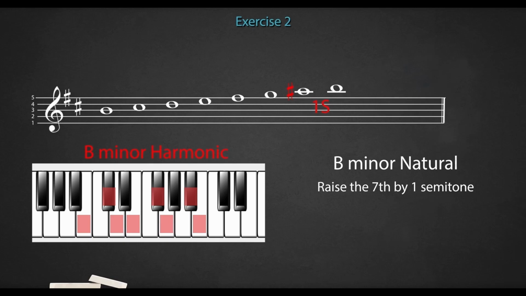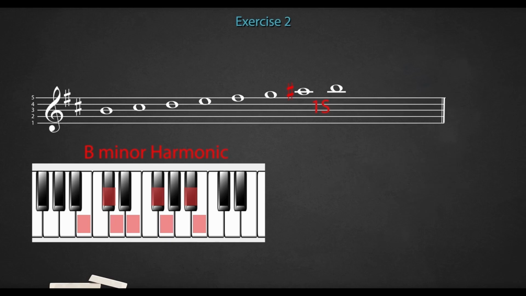Let's now see the intervals. B, C sharp, tone. C sharp, D, semitone. D, E, tone. E, F sharp, tone. F sharp, G, semitone. G, A sharp, 3 semitones. And A sharp, B, semitone.